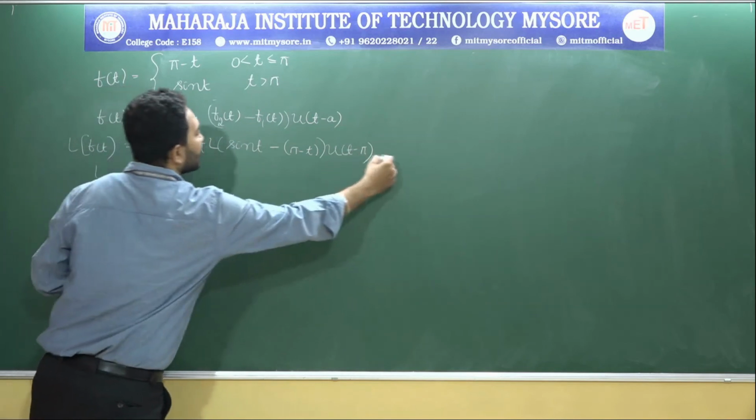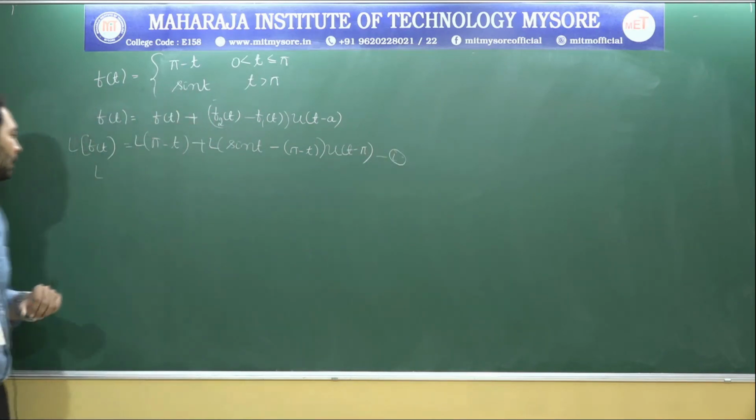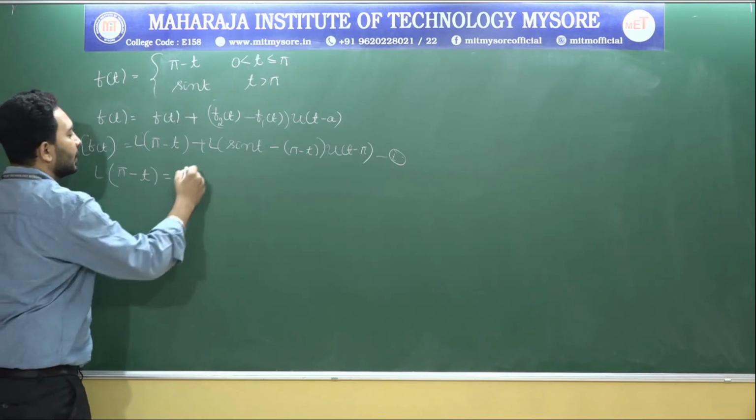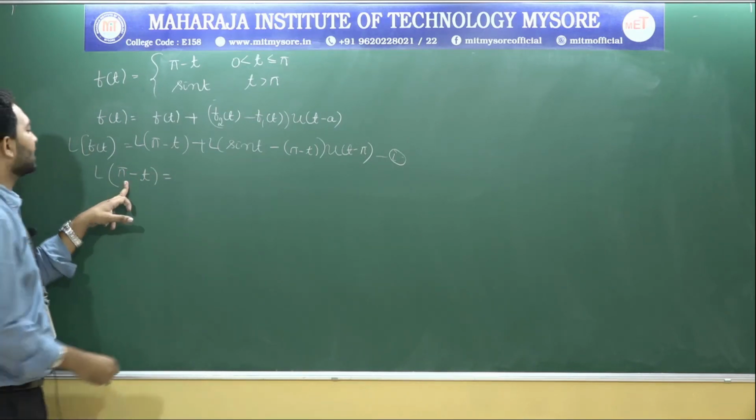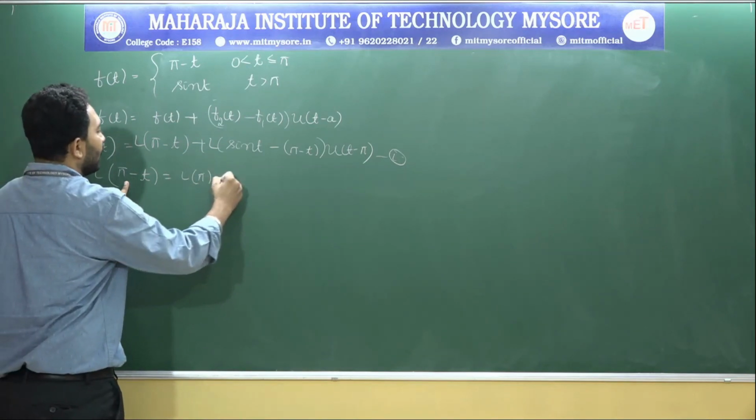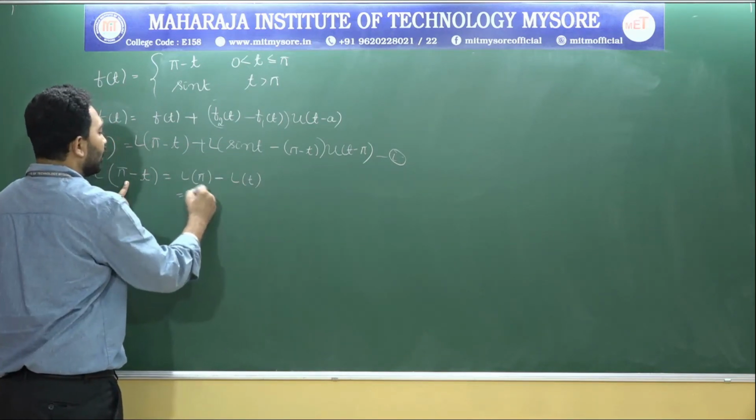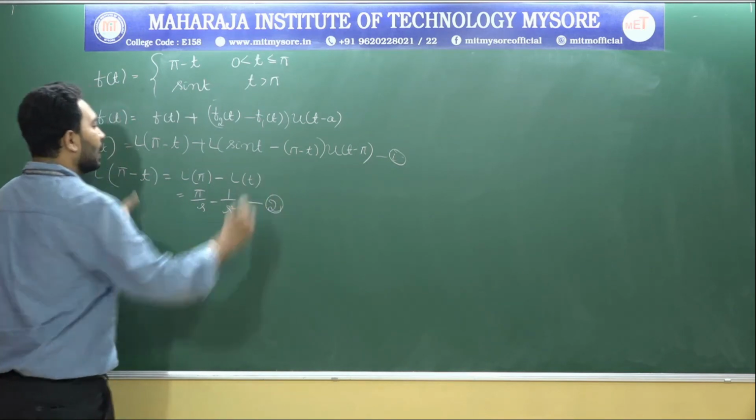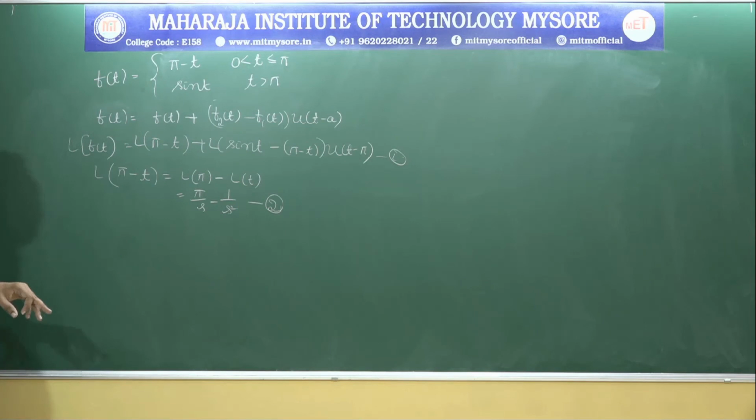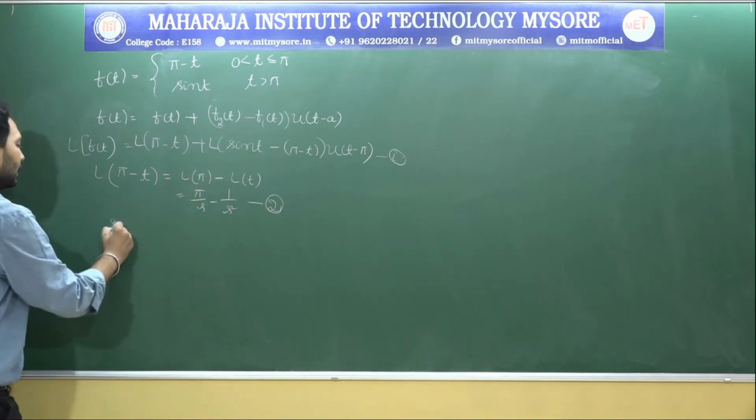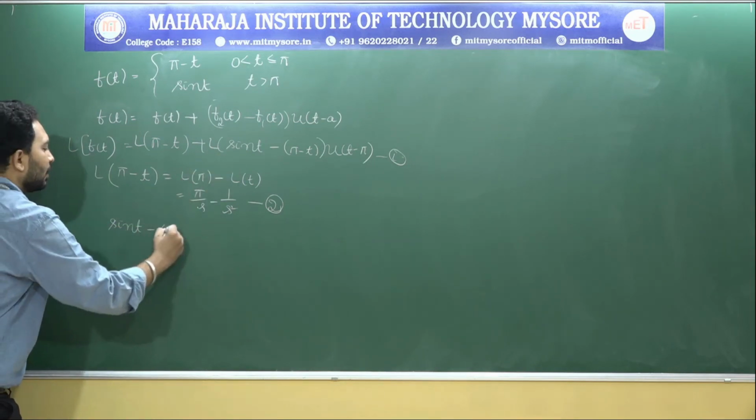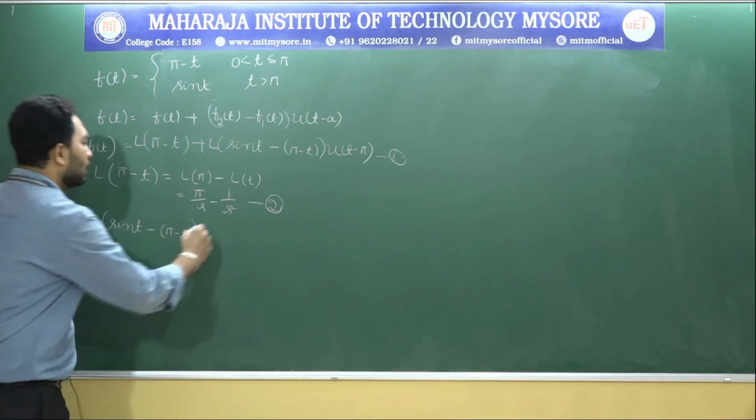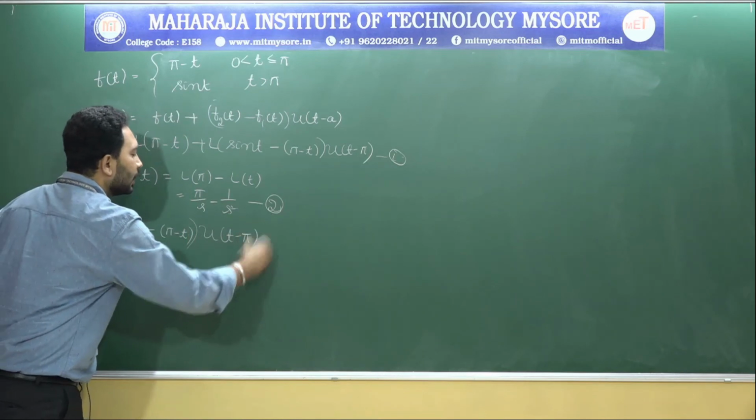I will write Laplace here only. Take this as equation 1. So Laplace of pi minus t equals Laplace of pi minus Laplace of t. Laplace of pi is pi by s, minus Laplace of t is 1 by s square. I will write this as equation 2. Then consider this: (sin t minus pi minus t) into u(t minus pi).